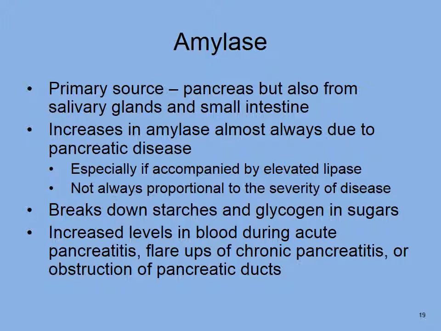So amylase comes from the pancreas and in salivary and in the so of course it's a little tricky. What amylase does is it breaks down starches and glycogen in sugars, and you can actually get increased levels of amylase in the blood during acute pancreatitis, of course, or flare-ups of chronic pancreatitis, or if there are obstructions of the pancreatic ducts.